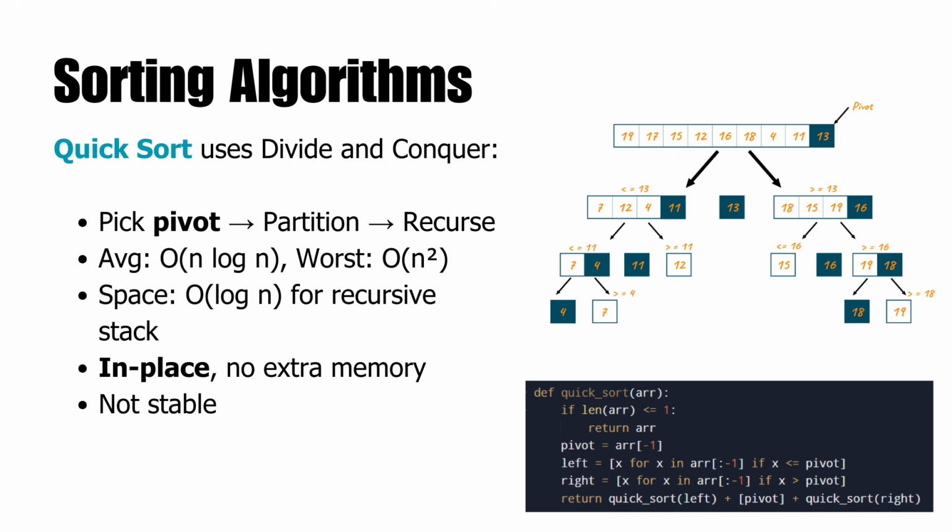Quicksort's efficiency comes from being in place. It doesn't require extra space like merge sort. Its best case and average case time complexity is O(n log n).